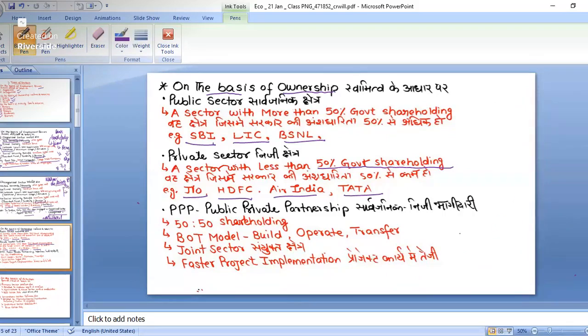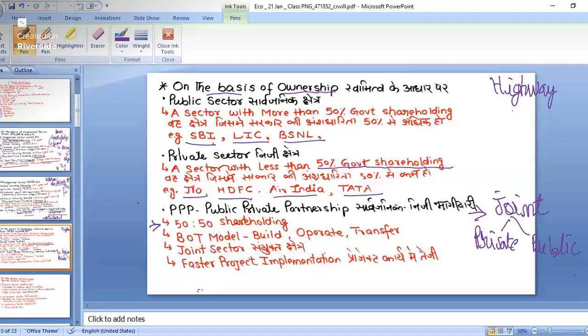So here the third type of sector on the basis of ownership is the joint sector or public-private sector. In this, there will be a role of both private and public. Here there will be 50-50 shareholding. For example, suppose a highway needs to be constructed.